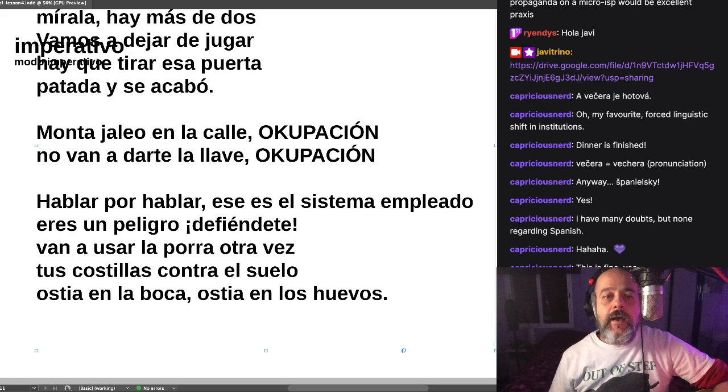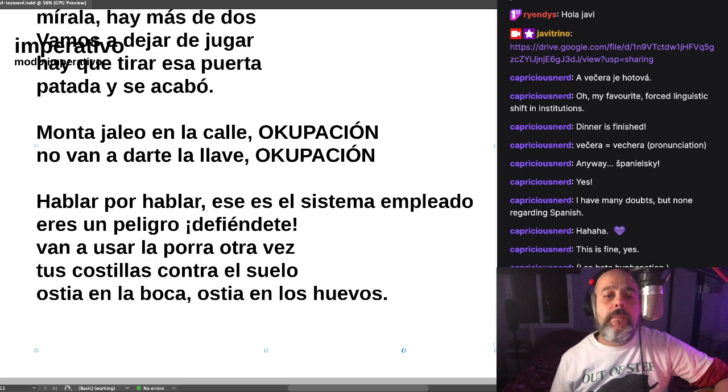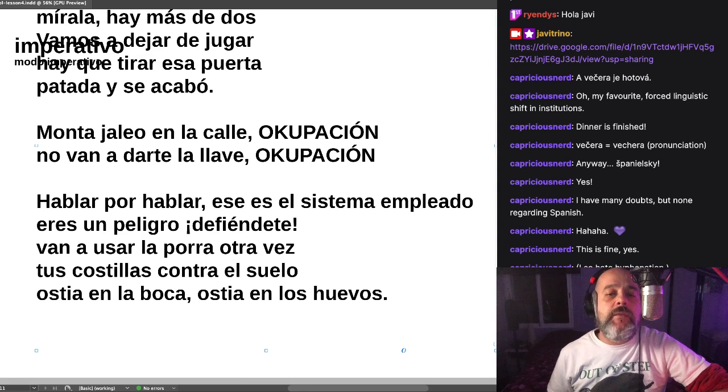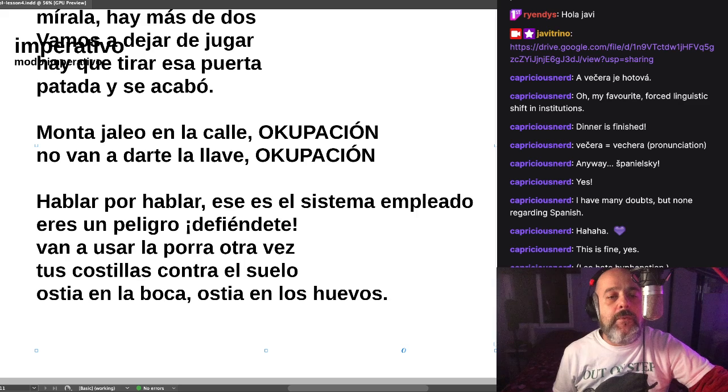Eso es el... Hablar por hablar, ese es el sistema empleado. Eres un peligro, defiéndete. Van a usar la porra otra vez, tus costillas contra el suelo. Hostia en la boca, hostia en los huevos. Hostia en los huevos. So, speaking for the sake of speaking, that's the system they employ.